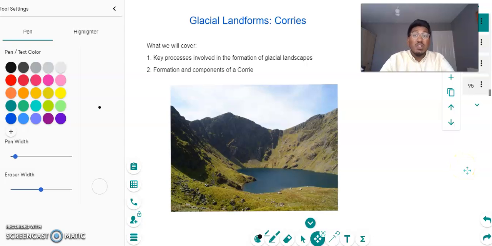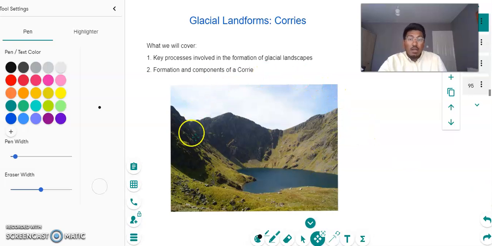Hi there, my name is Vidusha, and today we'll be covering glacial landforms and the formation of corries in particular. We'll also dive a bit deeper and look at the key processes involved in the formation of these glacial landscapes.